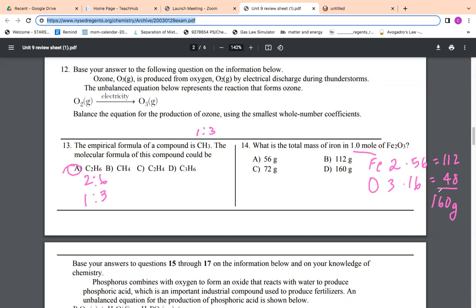Oh, actually I made a mistake. No, they're not asking for the molar mass. My bad, that was a mistake. Okay, so this is the molar mass, but what they're asking is what is the total mass of just the iron in this compound? We can see that the total mass of the iron in this compound is 112. So they kind of trick you by putting that 160 there. All right. Let's move on. Next page.